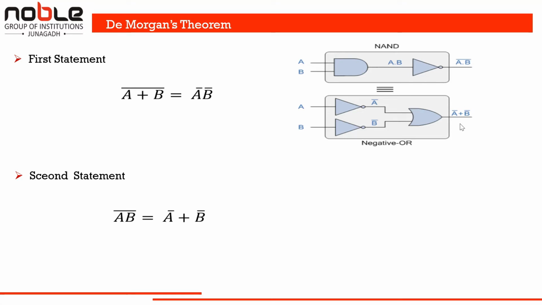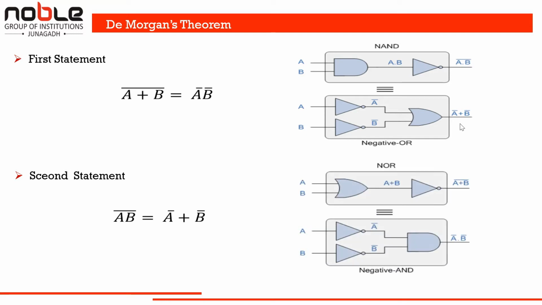Second statement: (A dot B) whole bar is equal to A bar plus B bar. Let's explain this statement with the figure. The first figure indicates an OR gate. The OR gate has two inputs, one is A and the second is B. The output of this OR gate, A plus B, is fed to the input of a NOT gate. Hence the output of this NOT gate is (A plus B) whole bar.